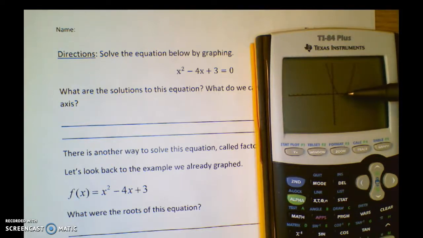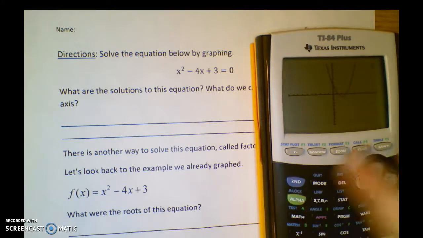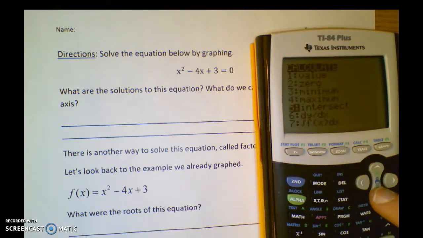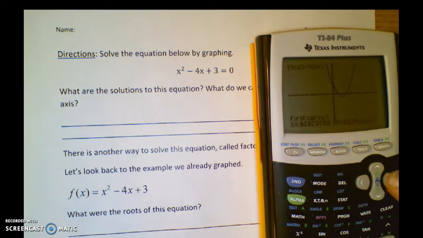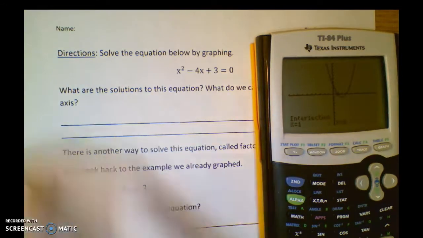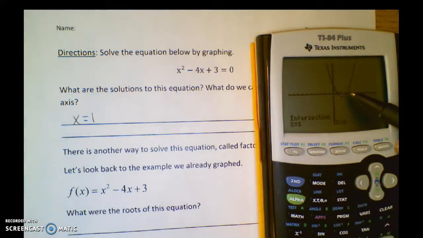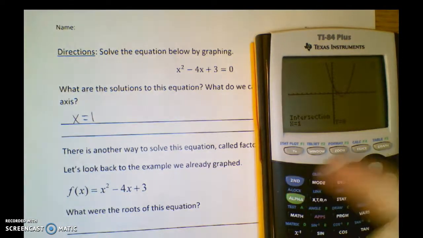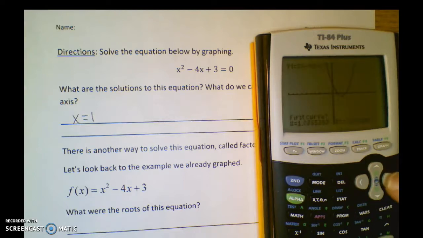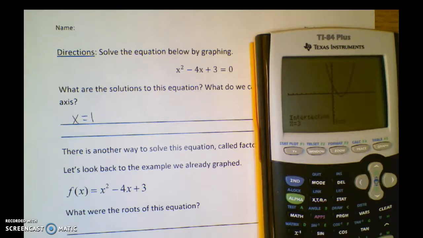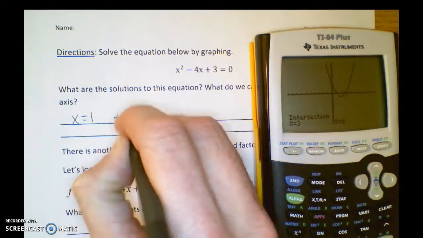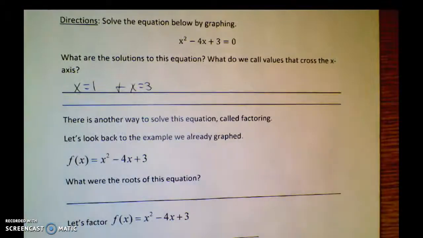So there's two spots where I see it crossing the x-axis. We do our second trace intersect. And I move my cursor. The first spot is close to right there, and just press enter, enter, enter. So one of my intersections is at 1. I have to repeat the process though and hit second trace intersect and go to the right for the other intersection. So I'm going to move my cursor over to the right, press enter, enter, enter. So the solutions to this equation are x equals 1 and x equals 3.